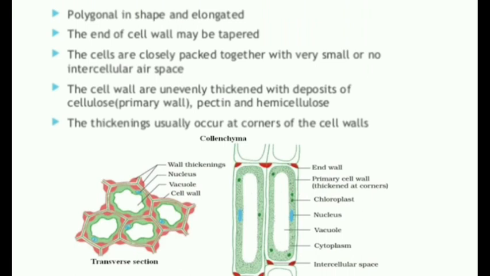The cells are closely packed together with very small or no intercellular spaces. As I've already told you, the intercellular spaces are filled with cellulose and pectin. The cell walls are unevenly thickened with the deposition of cellulose, pectin and hemicellulose. The thickenings usually occur at the corners of the cell walls, as shown in the second figure.